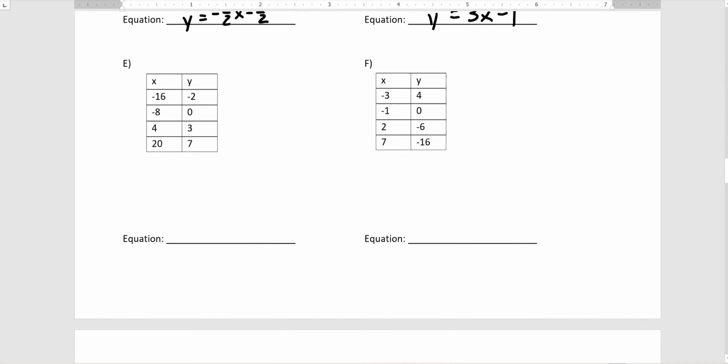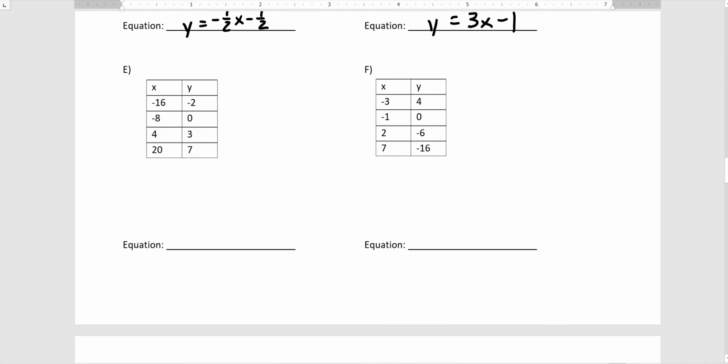Why don't you go ahead and try letter E and F. Go ahead and try E and F on your own, and then we will check those together. All right, let's check letter E together.